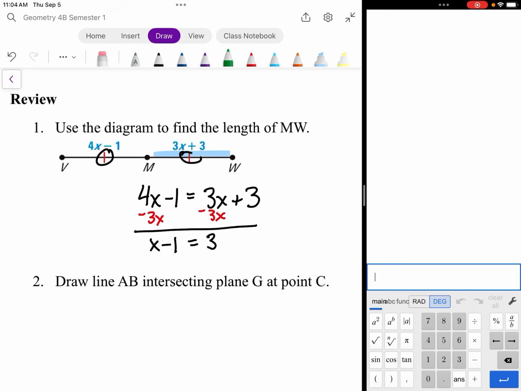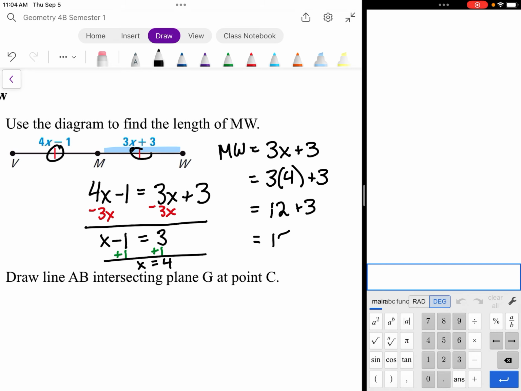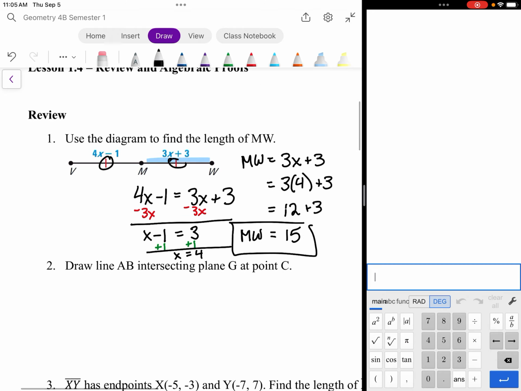On this one, you would subtract 3x on both sides, then you could add 1 on both sides to get x equals 4. And we know the length of MW from the picture is 3x plus 3. What we're going to do is replace the x with a 4 because that's what we know it's equal to, and then we're going to solve. That gives us our answer that MW has the length of 15. So if you made any mistakes on that one, make sure you go and correct them.